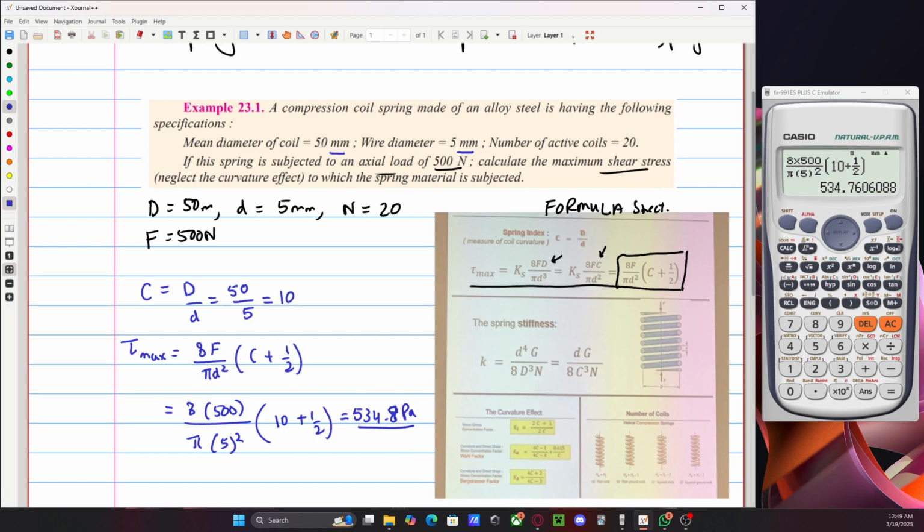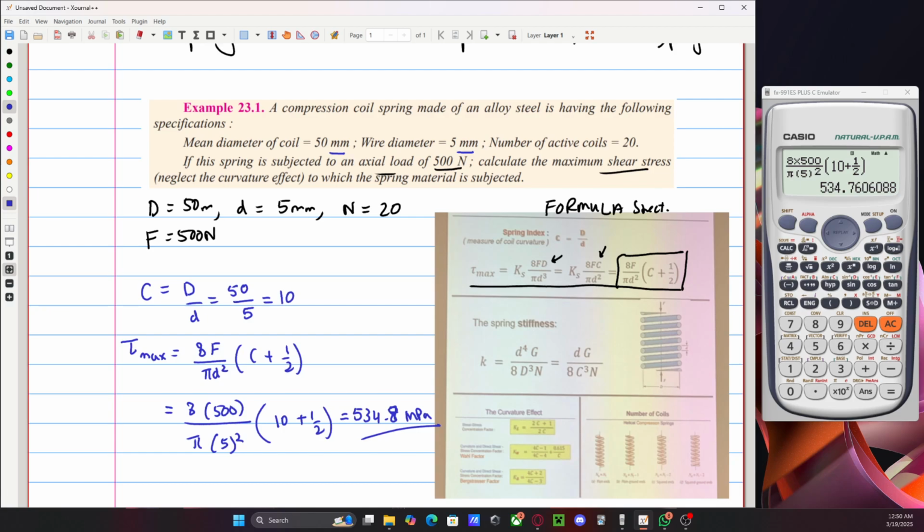All right, so this is example 1. Now, this won't be pascals, this will be in megapascals. Sorry about that. Forgot, MPa. So this is our final answer. Now, let's go on and try another question.